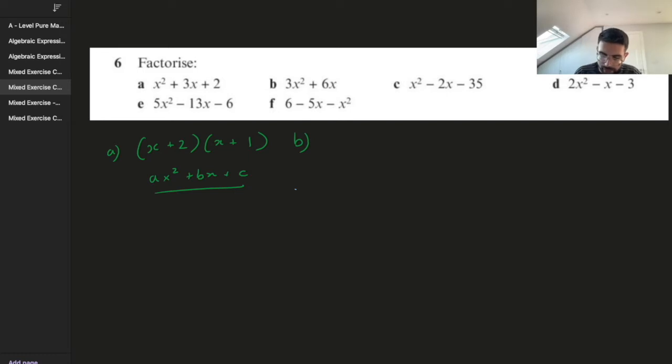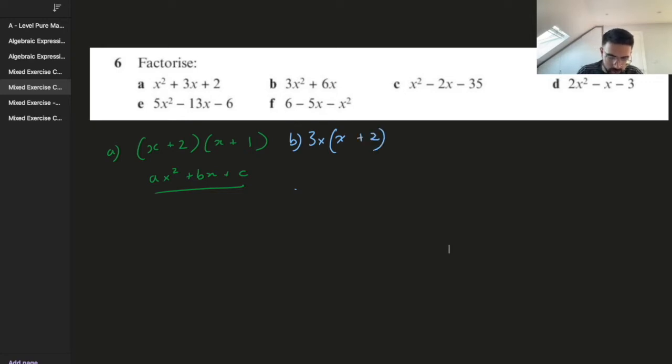So for part B, let's switch the color again. It's going to be 3x, isn't it? Because 3x divides into both the left term and the right term. So it's going to be x plus 2.